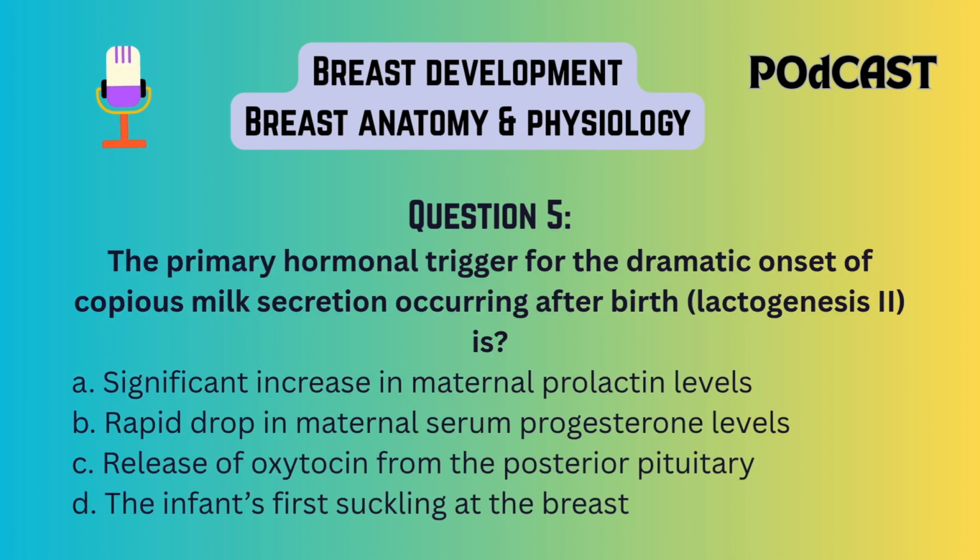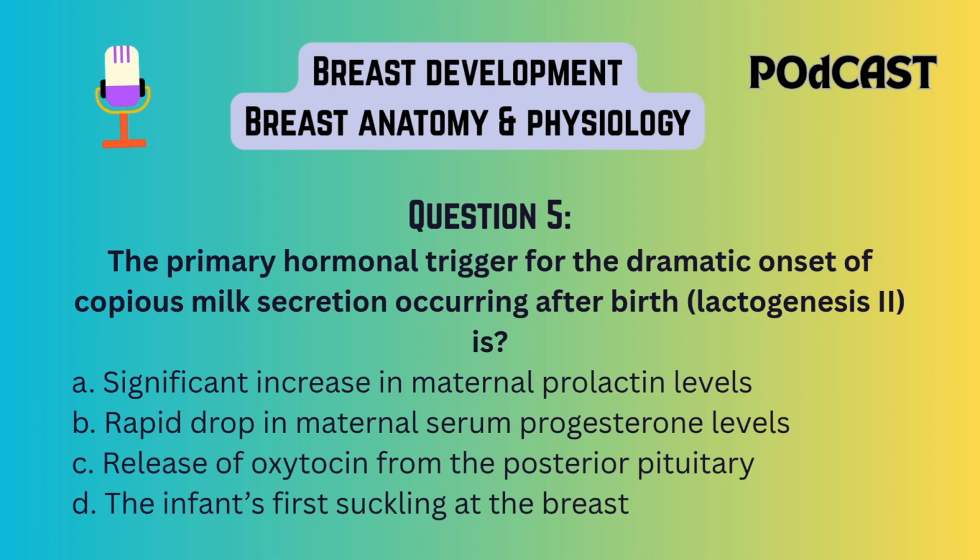Question 5. The primary hormonal trigger for the dramatic onset of copious milk secretion, which is lactogenesis stage 2 occurring after birth, is A, a significant increase in maternal prolactin levels, B, a rapid drop in maternal serum progesterone levels, C, the release of oxytocin from the posterior pituitary, D, the infant's first suckling at the breast. The answer is absolutely B, a rapid drop in maternal serum progesterone levels.